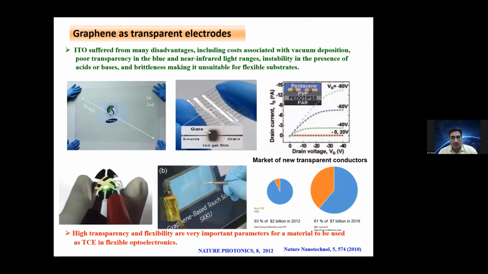So graphene is a transparent electrode. Already many researchers are working in the area of graphene as a transparent electrode. Graphene can be synthesized in large size by the CVD method, and it can be transferred onto any substrate, either plastic or silicon or any other substrate. We can easily transfer it from one substrate to another substrate, and we can fabricate any type of device using graphene.